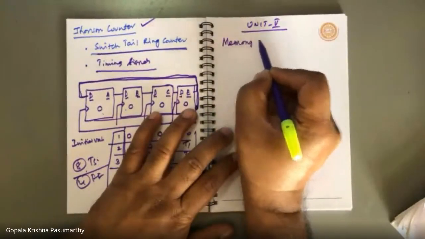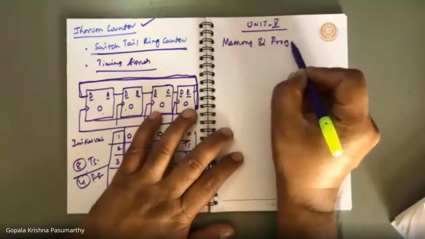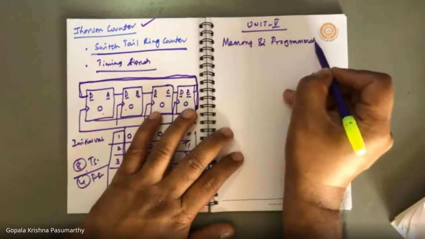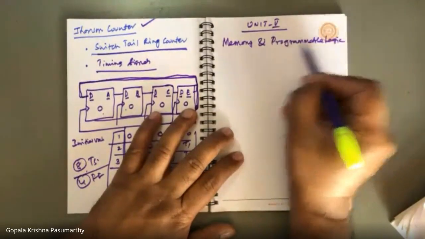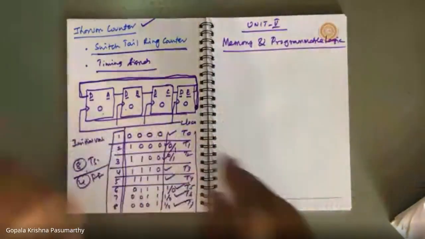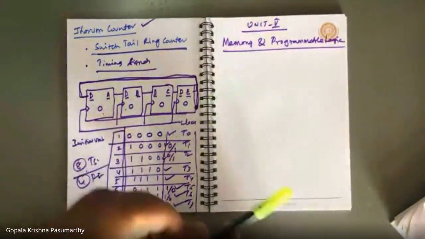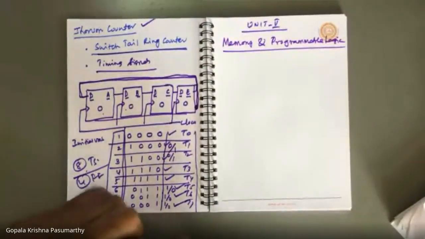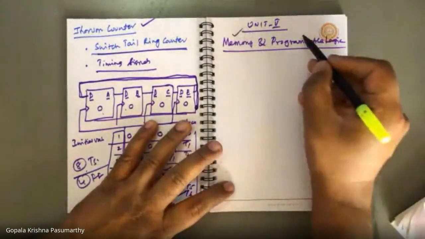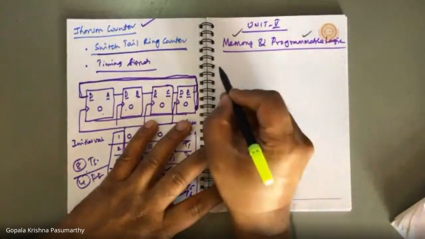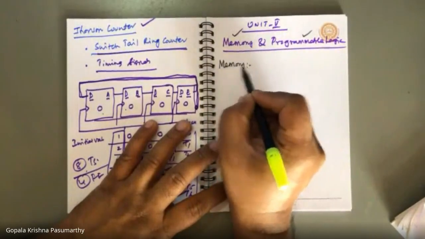The name of the unit is memory and programmable logic. Okay. Now let us first focus on memory. Then we can go to programmable logic. What do you mean by memory?